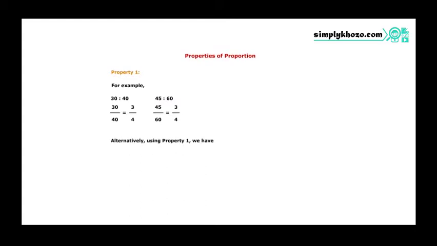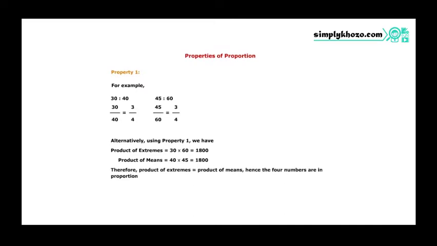Alternatively, using property 1, we have the product of the extremes equal to 30 into 60, that is equal to 1800. The product of the means is equal to 40 into 45, that is equal to 1800. Therefore, the product of the extremes is equal to the product of the means. Hence, the four numbers are in proportion.